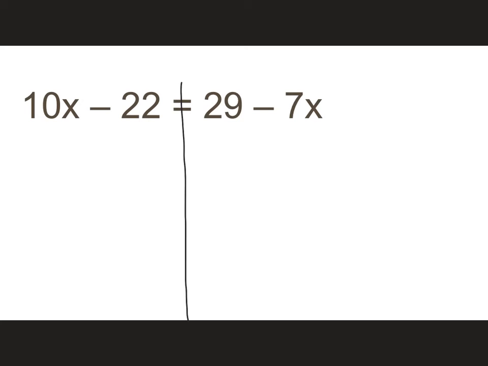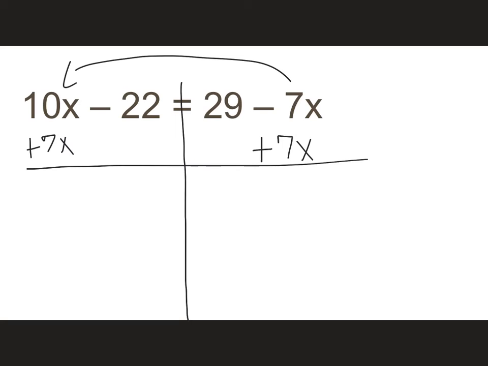So we can get on and worry about little brother, big brother now. I've got a 10x and I've got a negative 7x. Negative 7 is smaller than 10, so negative 7x needs to be moved over. That is our little brother. Again, to move over negative 7x, I must do plus 7x. And what I do to one side, I do to the other side.